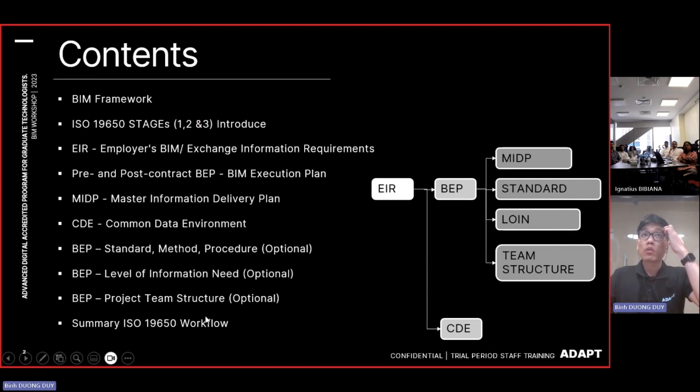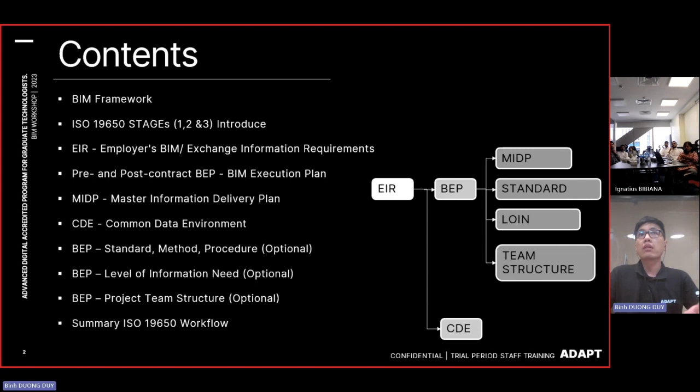What we're going to talk about, first, will be the BIM framework, ISO 19650. ISO 19650 covers 8 stages, but today we only talk a little bit about stages number 1, 2, and 3 with a soft introduction. This can help you understand a little bit about when BIM starts, when BIM implementation starts.